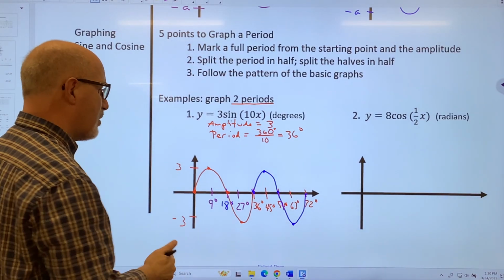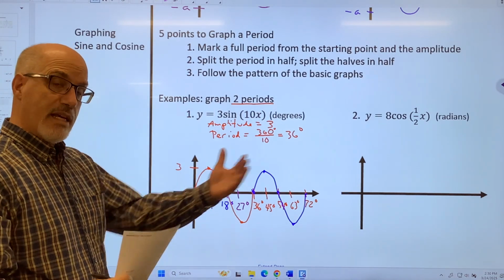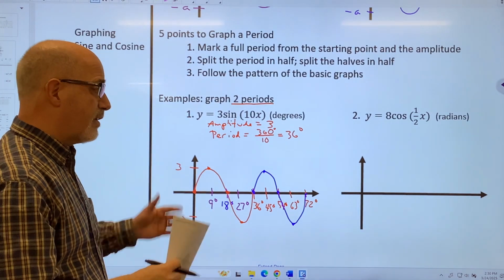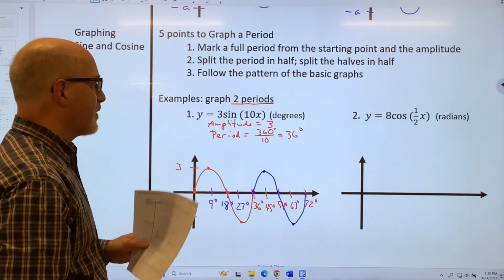Now, that's 2 periods. If you were just asked to draw the graph, you might put arrows on the ends to show that it does keep going. It can go for an infinite number of periods because it keeps repeating that sine wave. All right, let's try the next one.